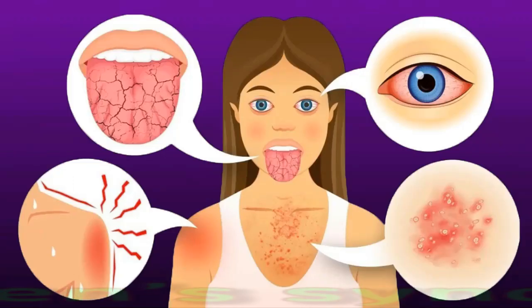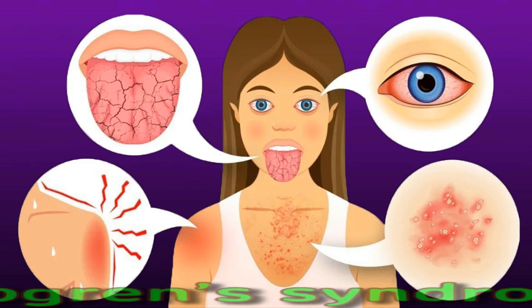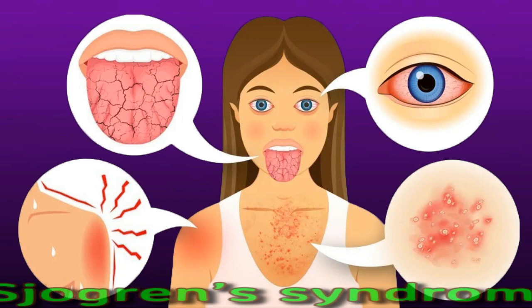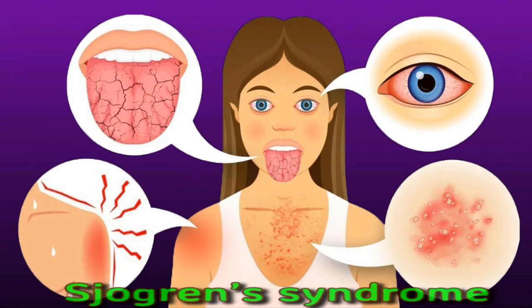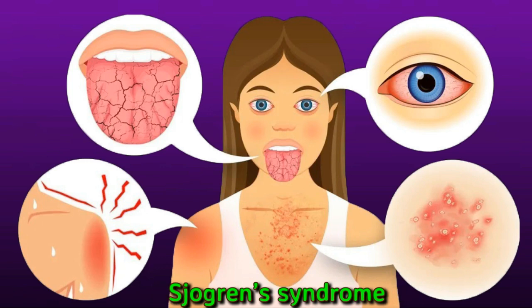Sjogren's syndrome. Sjogren's syndrome is a chronic autoimmune condition in which white blood cells attack the salivary and tear glands. People with Sjogren's syndrome may develop swollen salivary glands, which can make their cheeks appear puffy or swollen.